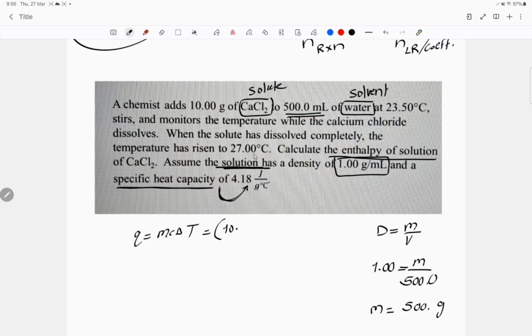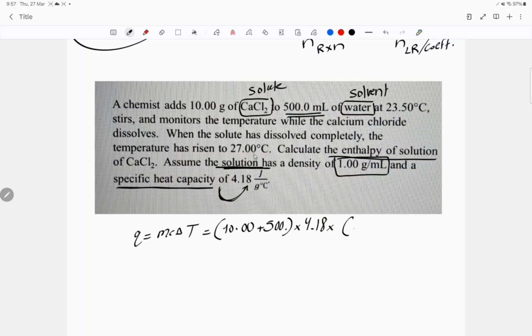Now that's the mass of the water, but again, we want the mass of the solution. So you must add the mass of the CaCl2 and the mass of the water together, times c, which is 4.18, the specific heat capacity, and delta T, which is 27.00 minus 23.50. Now we're going to go ahead and do the math: 510 times 4.18 times 27 minus 23.5.